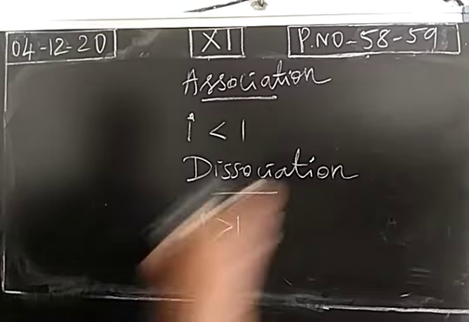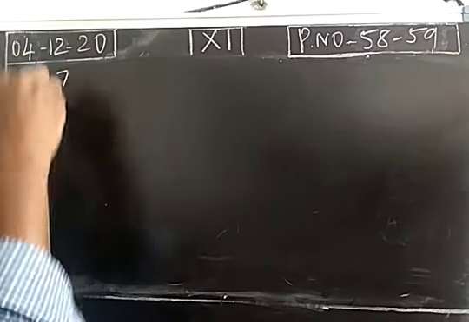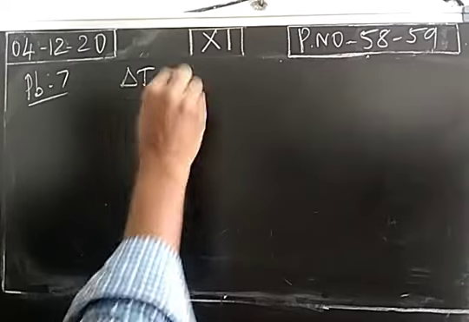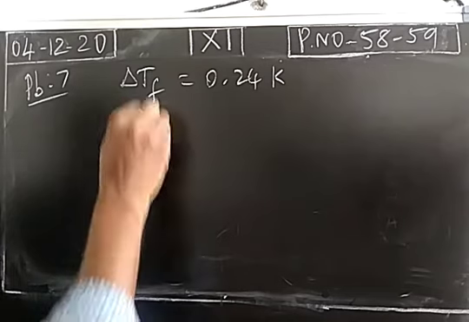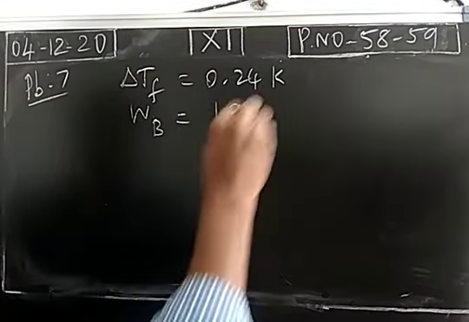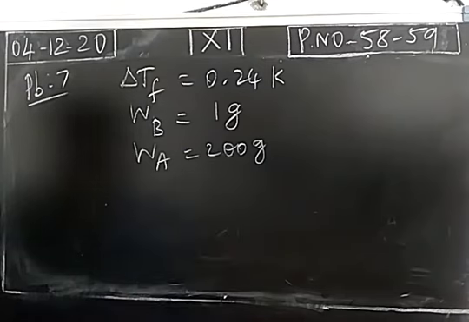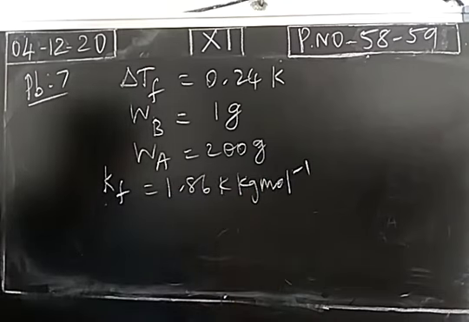So next problem. Problem number 7. Given data: depression in freezing point 0.24 Kelvin, weight of solute 1 gram, weight of solvent 200 gram, cryoscopic constant value 1.86 Kelvin kilogram per mole. The question is to calculate the van't Hoff factor.